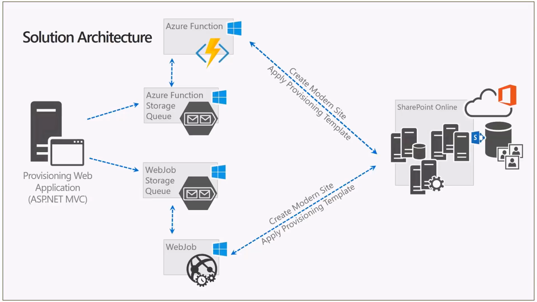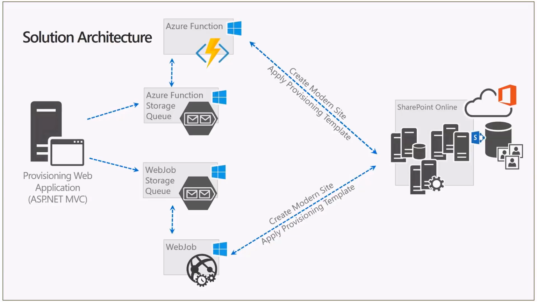The key point of this architecture is, first of all, to show you how to manage an asynchronous approach, including the transferring of an access token from the front-end application to the back-end services, whether they are the Azure function or the web job. Moreover, the idea of this solution is to show you how you can, using .NET code, programmatically create a modern site and apply a template on top of it.